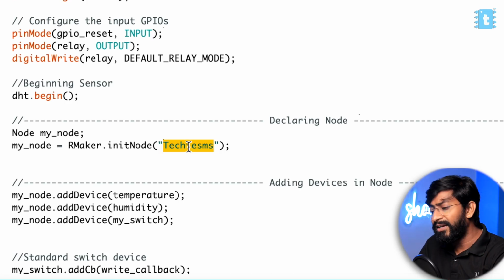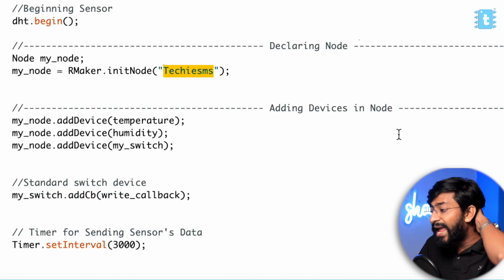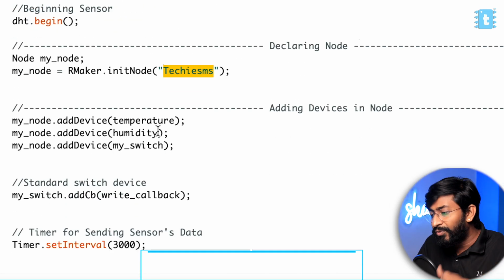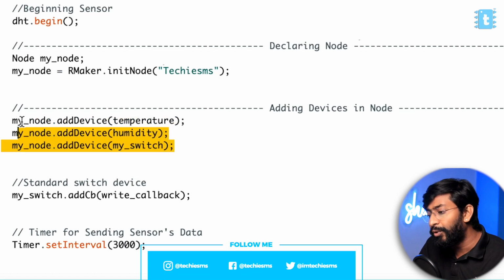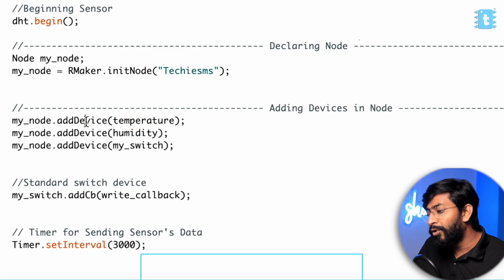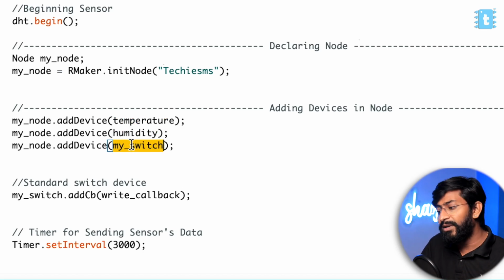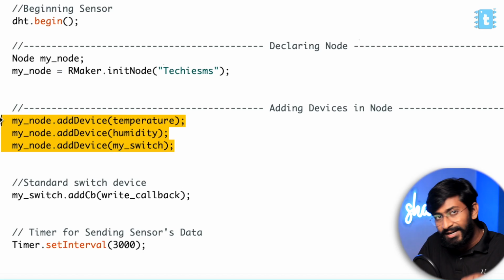So that name you have to define here. You can change it according to your purpose, your choice. Straight after that, we are adding the devices into the node. As I said, devices will be under the node. So we are adding 3 devices to the node called my node: my node.add device temperature, my node.add device humidity, and similarly for my switch. So these 3 will be added inside the node.